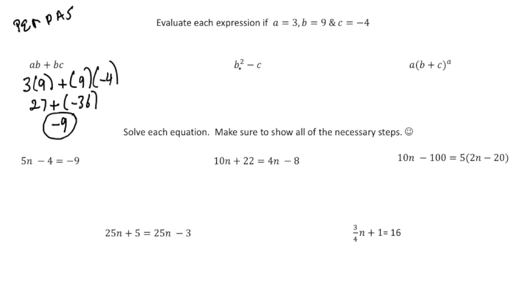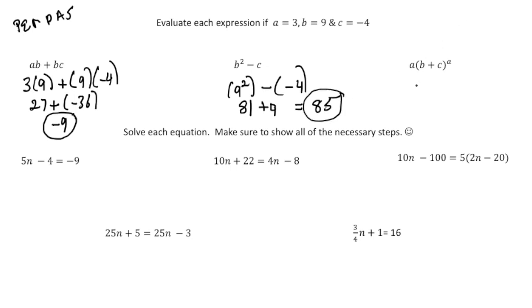Second one, b squared minus c. So it's going to be 9 squared minus, now c is negative 4. So this is going to be 81. And now remember, when we subtract the negative, it's the same as adding. So 81 plus 4 gives us 85.